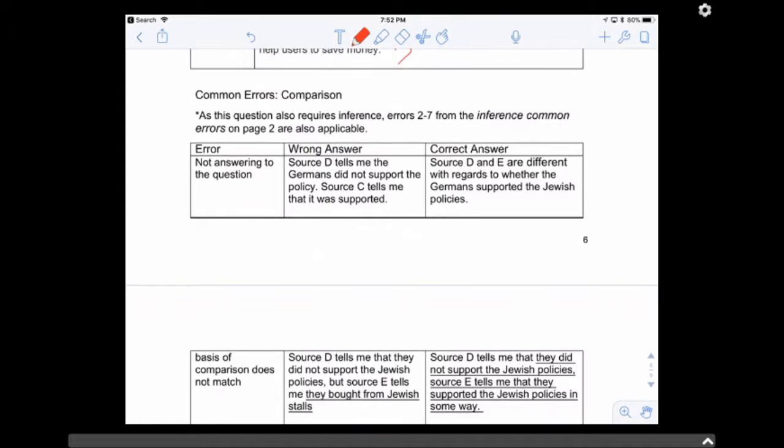Number one, again, not answering the question. Source D tells me that Germans did not support the policy. Source C tells me that it was supported. The difference is clear, but I need the word difference because the question is asking you about difference. You have to include the question word inside. Make a comparison. These are two separate statements. There's no comparison here. So make a comparison. D and E are different with regards to whether, then your topic, the Germans supported the Jewish policies.